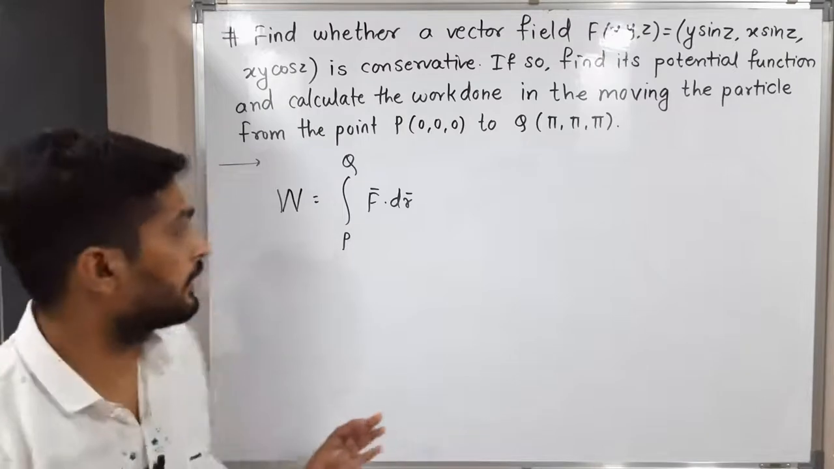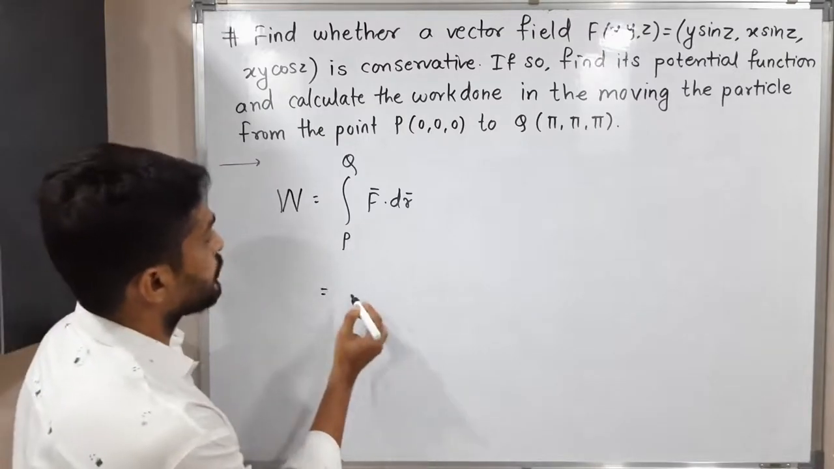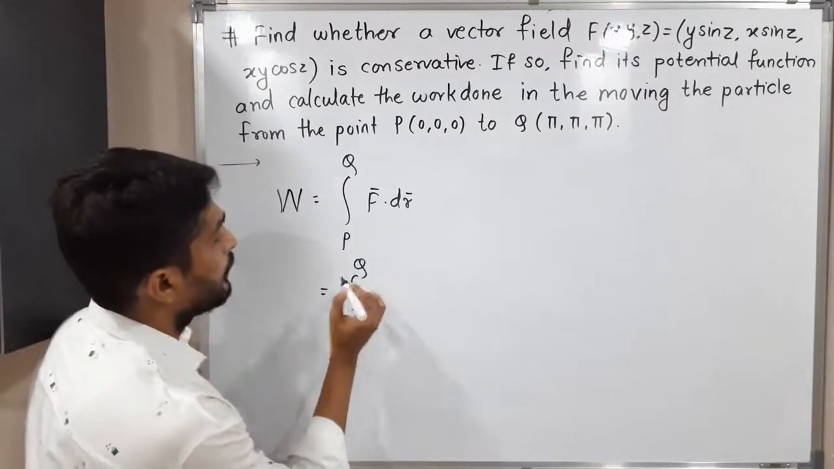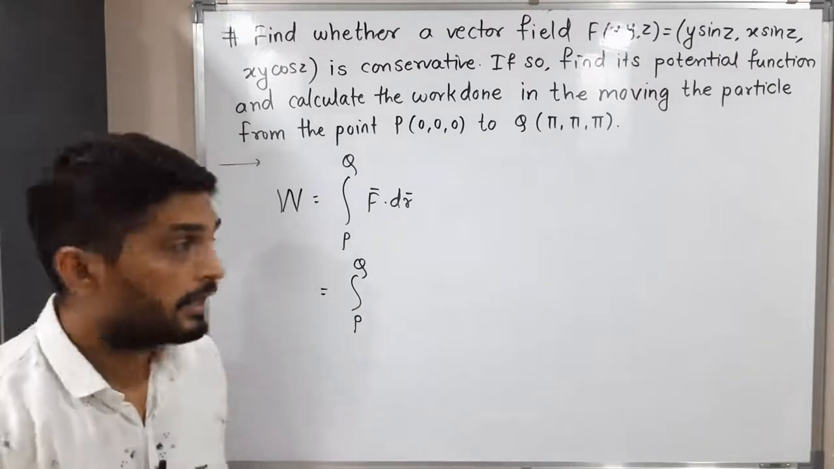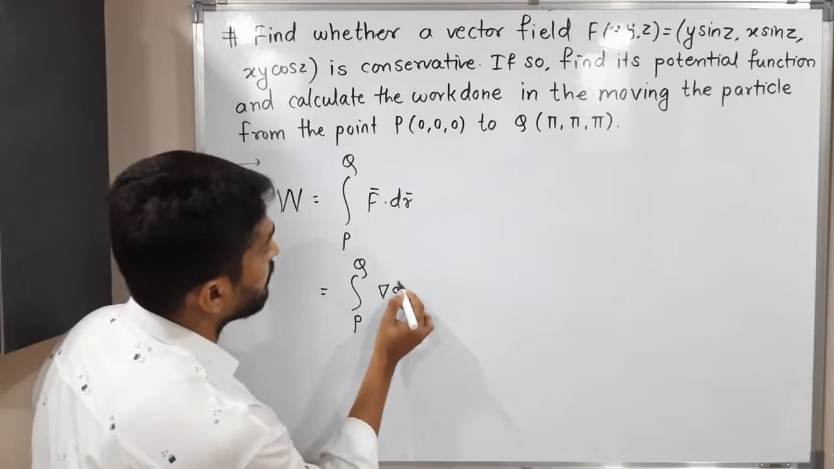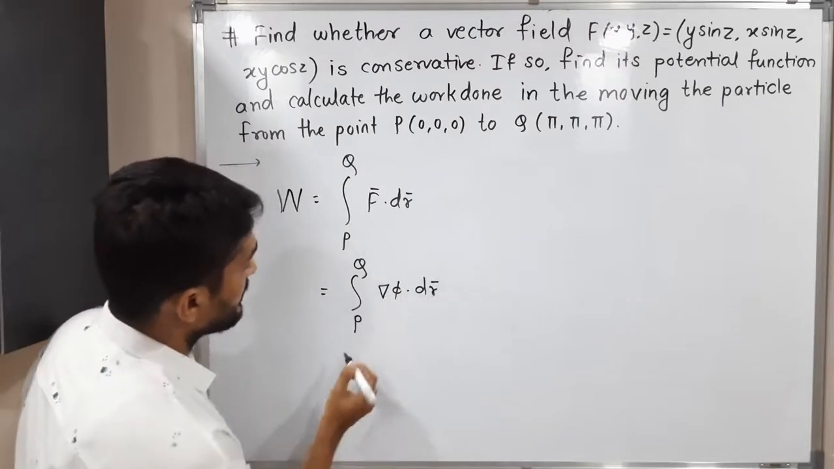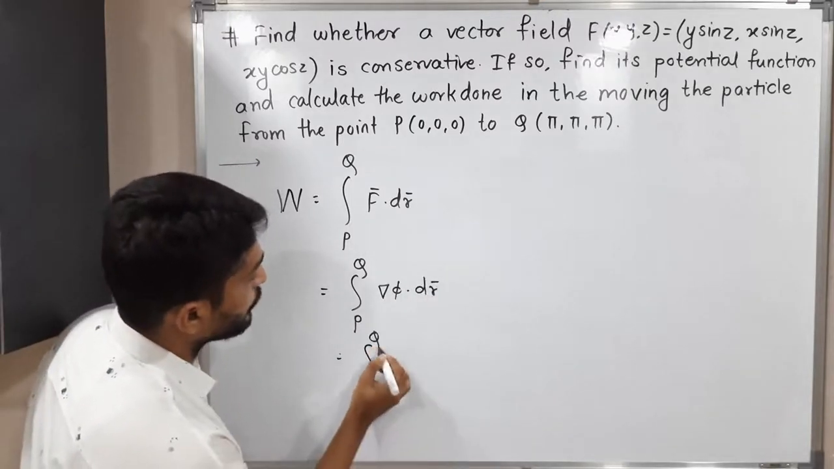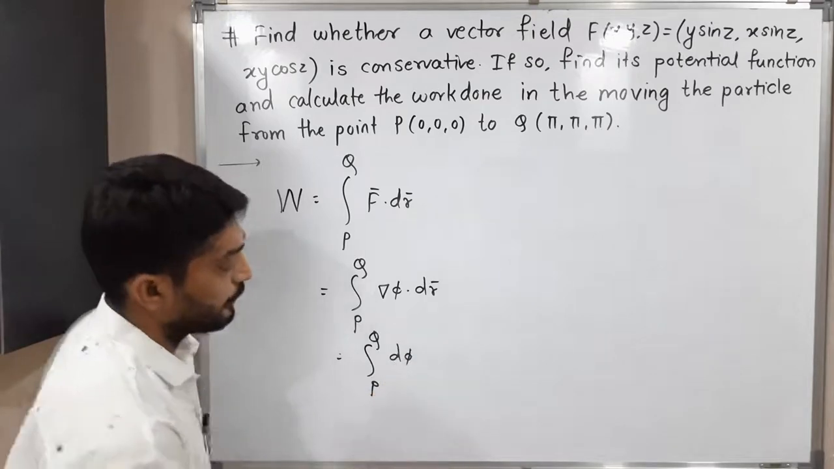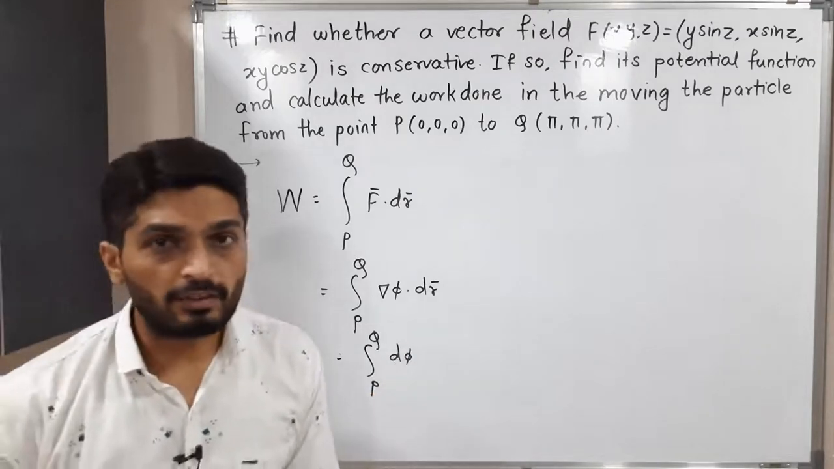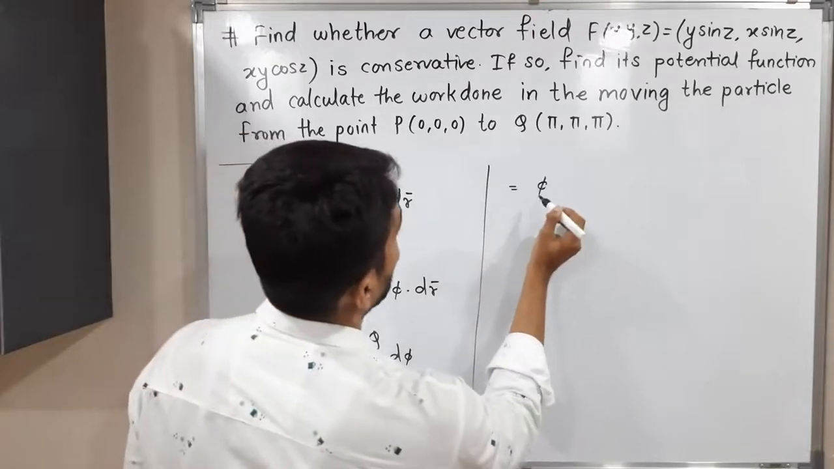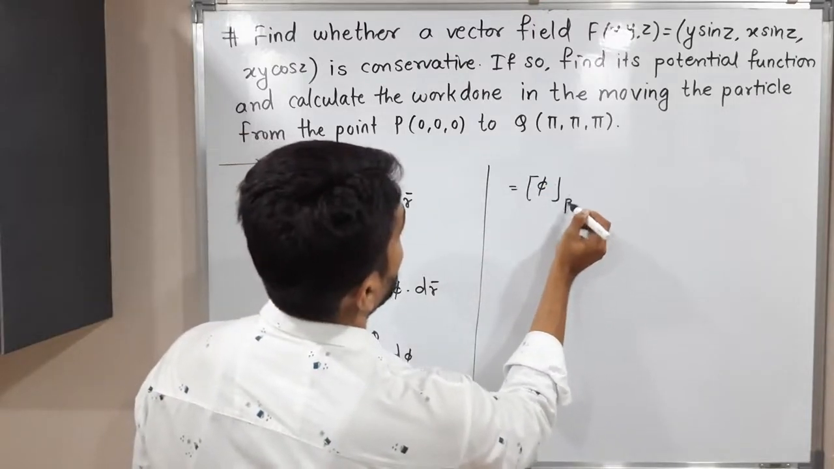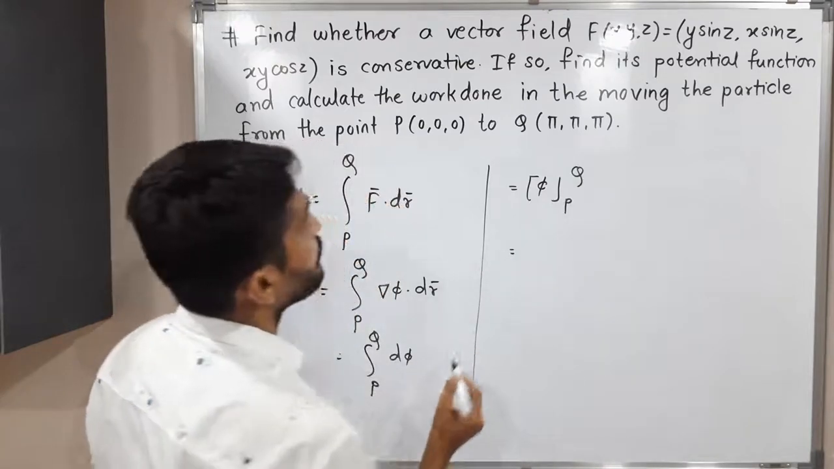Okay, and the final value. So this is equal to, let me solve it further, integration from P to Q. But just now we have proved f bar has potential function phi, and f bar is equal to del phi. So del phi dot dr bar is nothing but integration from P to Q of d phi. Okay. So you know what is the integration of d phi? Phi only. So let me write here, which is equal to phi, right? And here P and Q. So after that I will put the values.